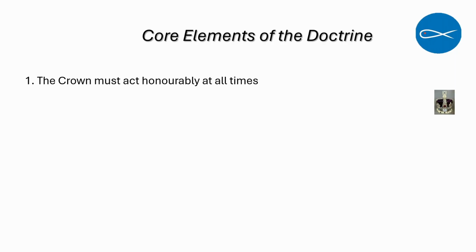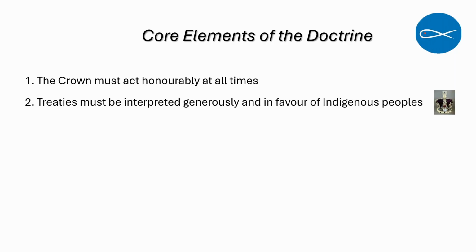Number 2, treaties must be interpreted generously and in favor of Indigenous peoples. Because treaties were often negotiated in unequal circumstances, the honor of the Crown requires courts to resolve ambiguities in favor of Indigenous signatories, to consider Indigenous perspectives, and to avoid narrow or technical interpretations. Treaties must be interpreted generously and in favor of Indigenous peoples.